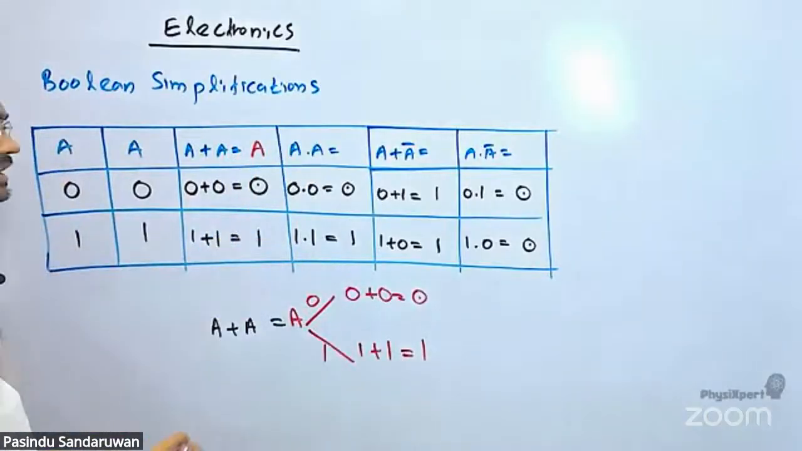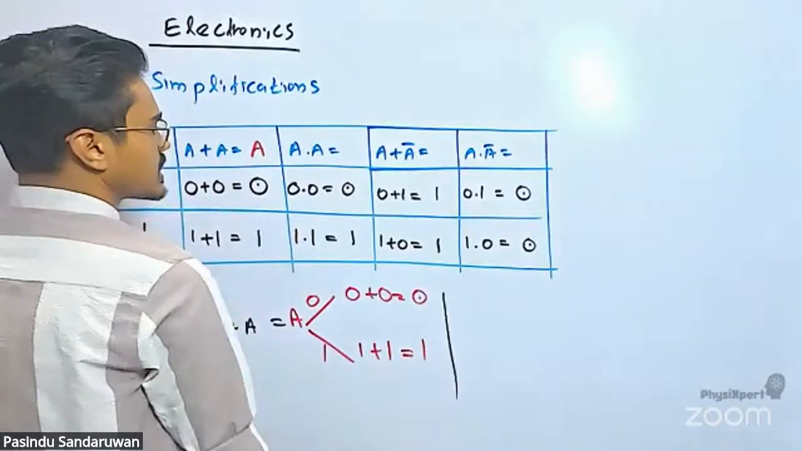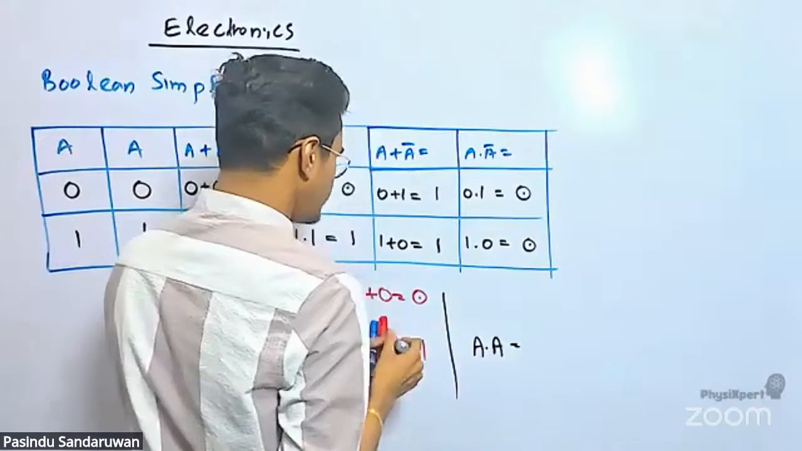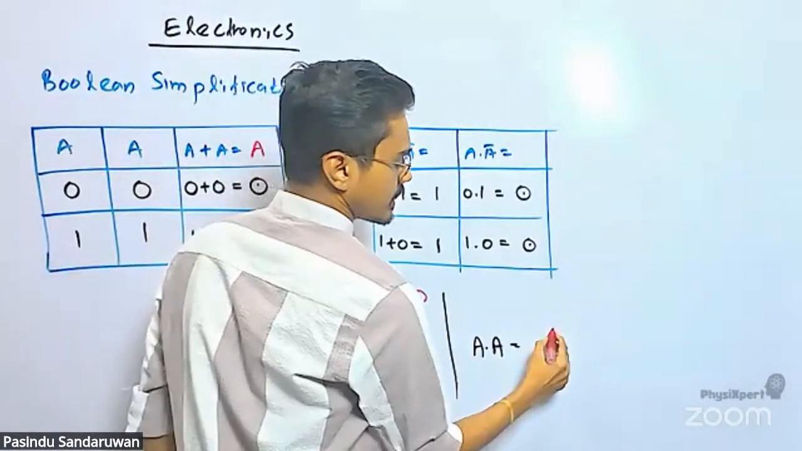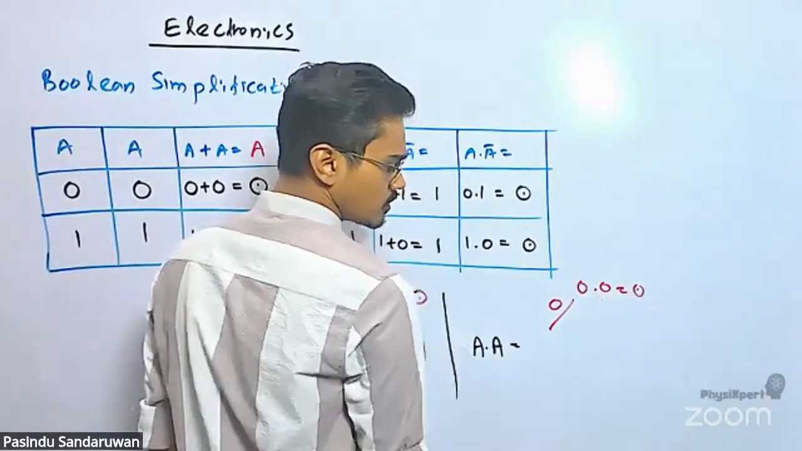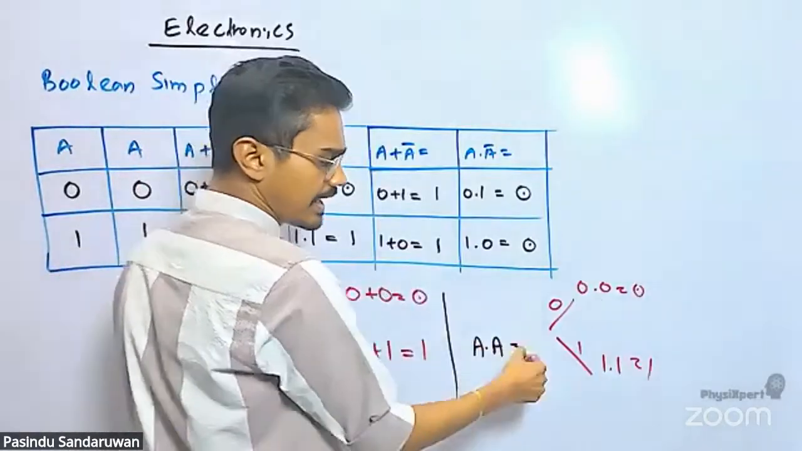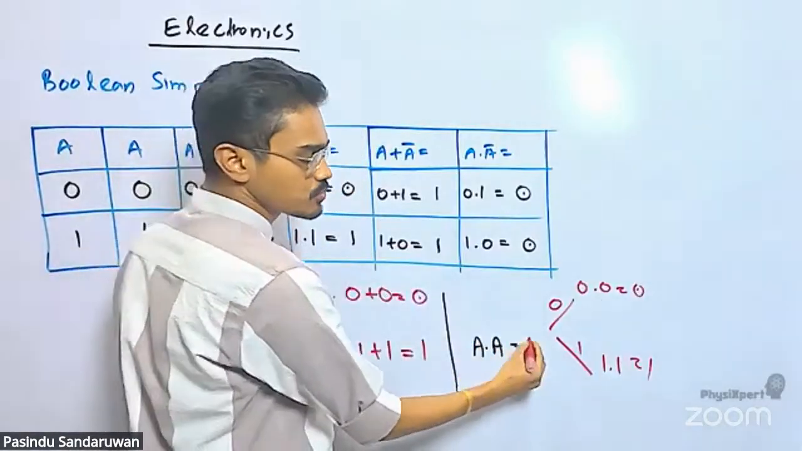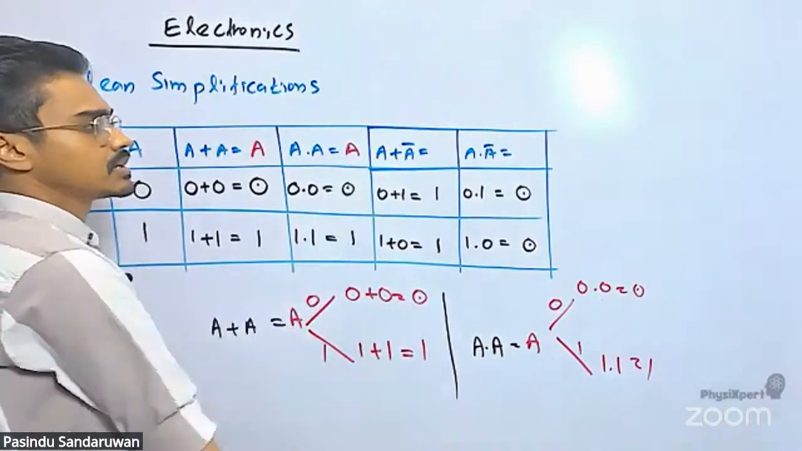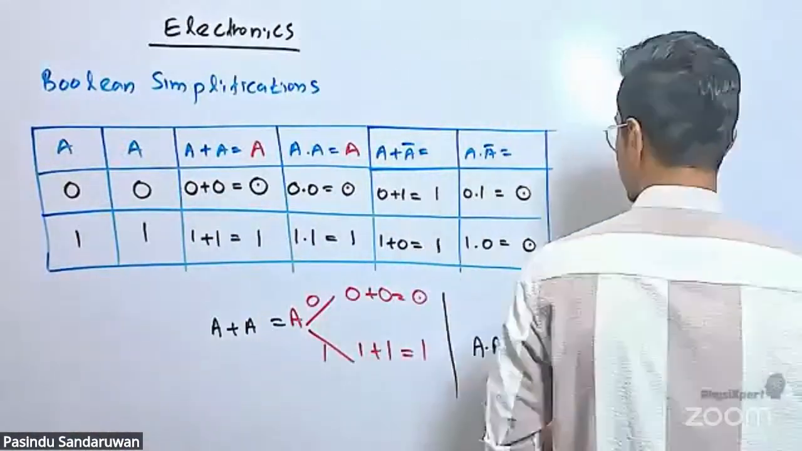Right? This is the same here. There is a small pattern. Identify this pattern. Understand the pattern. A dot A, no? Right. It can be either 0 or 1. When A is 0, 0.0 becomes 0. When A is 1, 1.1 becomes 1. Right? Then if A is A, A dot A should be A. Then this is A. Got it? So likewise, fill all of them.